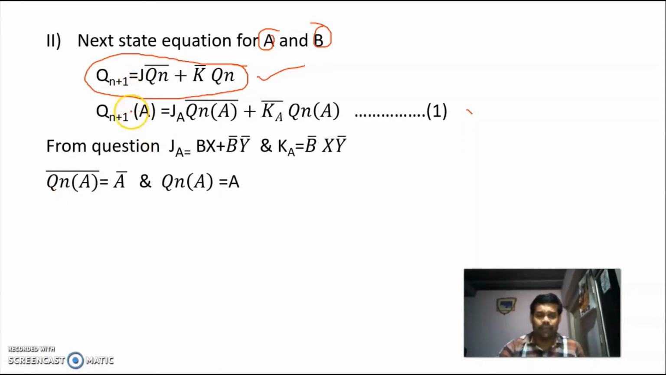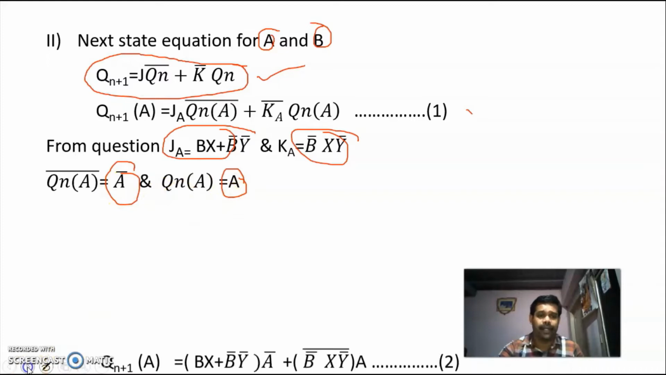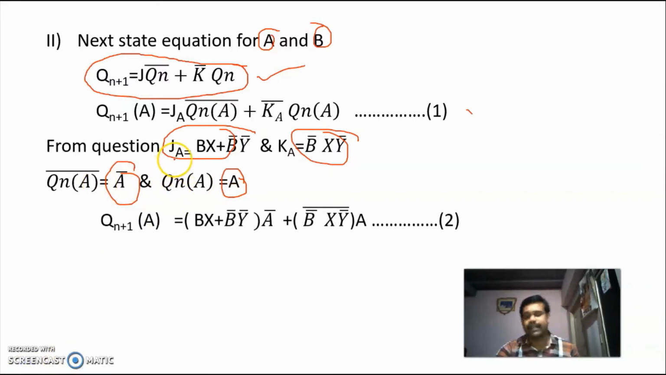Then first we are modifying it to A, and in the place of J we have put JA, in the place of K we have put KA, and in the place of Qn we have put A. Now from the question they have given the values of JA and KA. Qn bar of A is nothing but A bar, Qn of A is nothing but A. This is the output of the flip-flop. Next, we are substituting these values of JA, KA, then A bar and A in equation 1. So we will be getting equation 2.